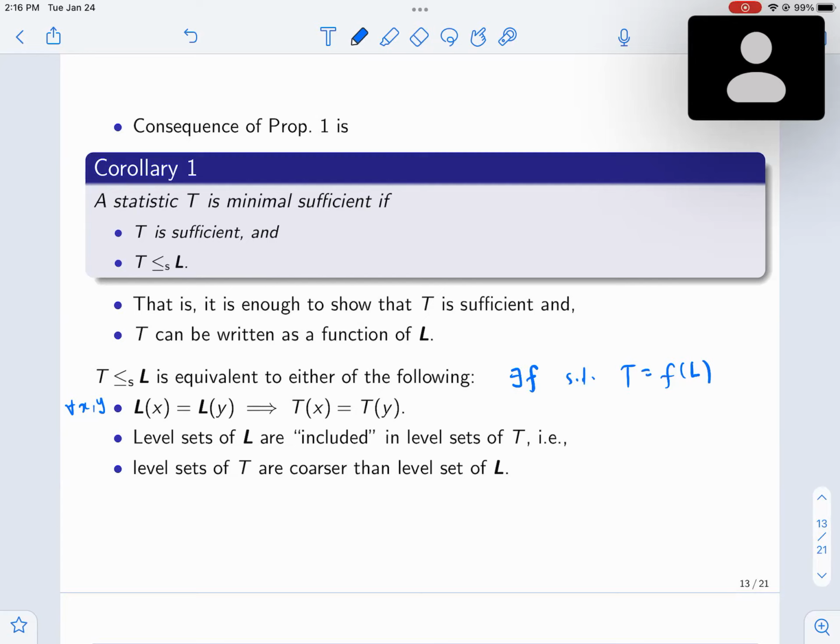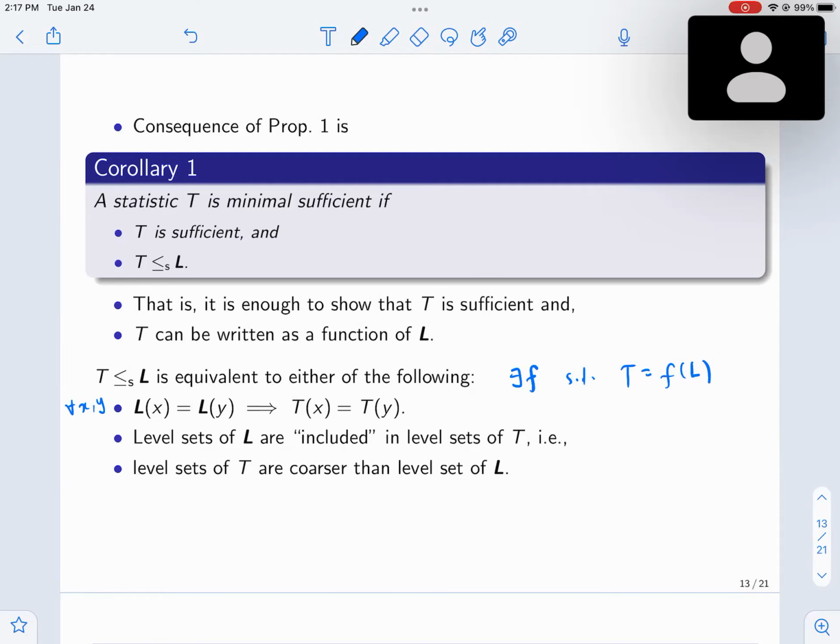Remember, there's the idea that if this holds, for example, and this doesn't hold, then T can discriminate between X and Y, whereas L can't. So once you move from X to L, you lose that distinction of X and Y, and so T cannot be a function of L because T is distinguishing between X and Y.